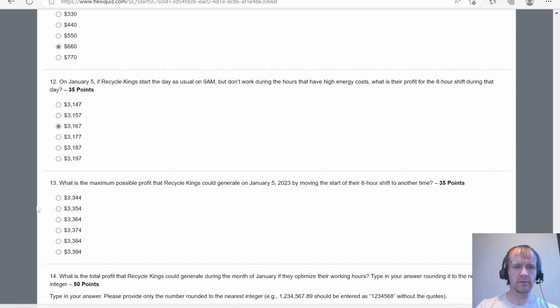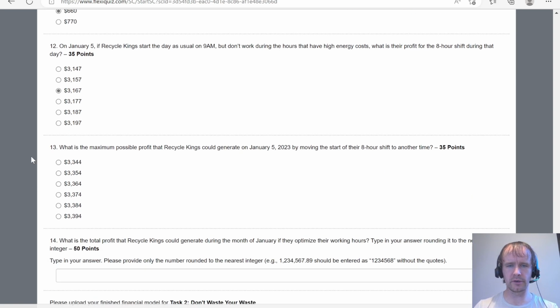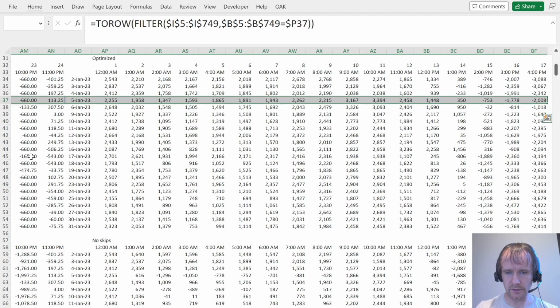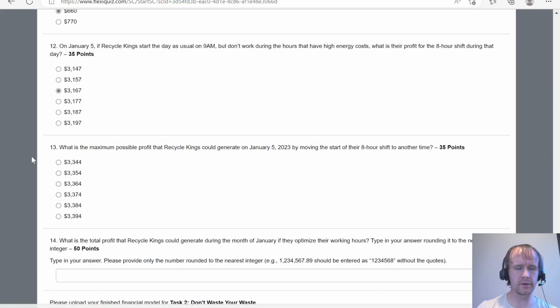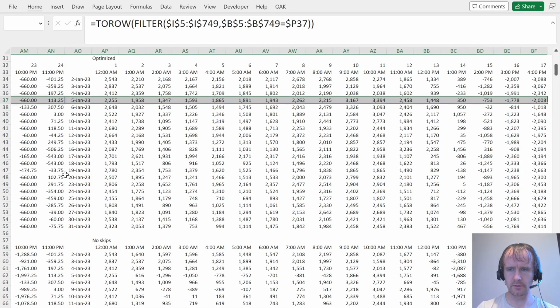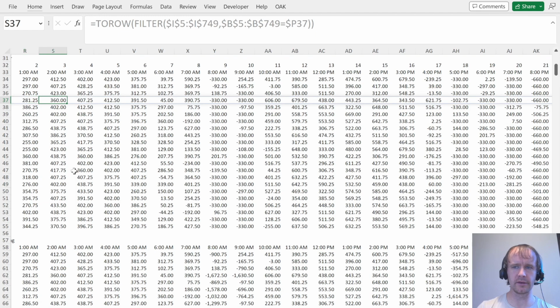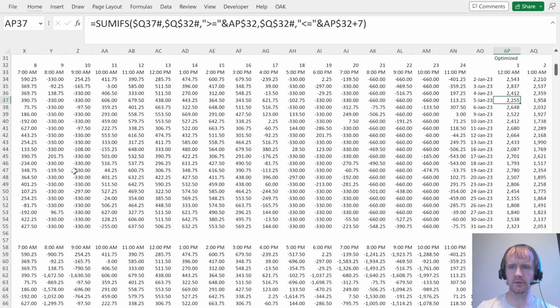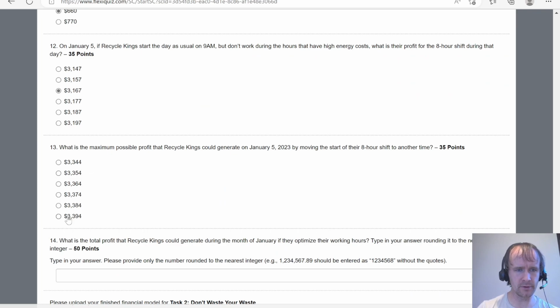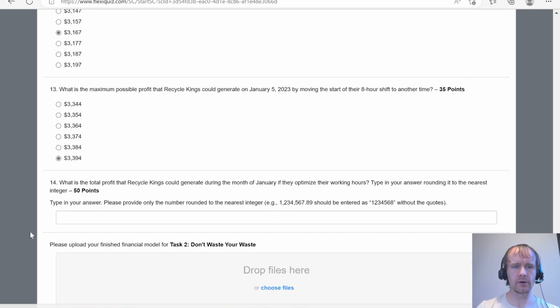Good. Maximum possible profit that they could generate on January 5th, and that's just going to be the maximum of all of these, which is 44931. Whoa, definitely not. What? Oh, sorry, because I'm including the date. Whoops. Oh, sorry, optimize over here. 3394. Good. Okay. Total profit that they could generate during January if they optimize working hours.